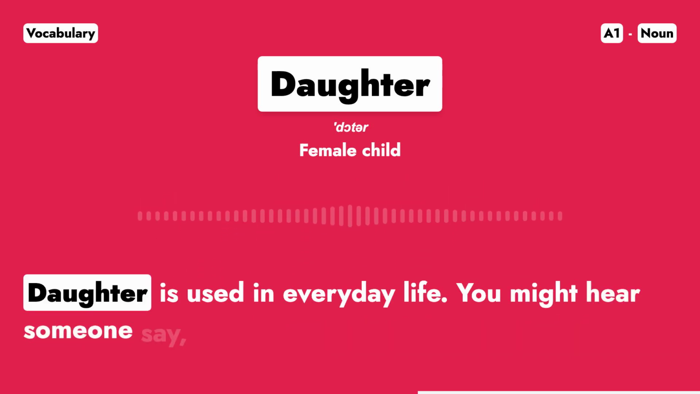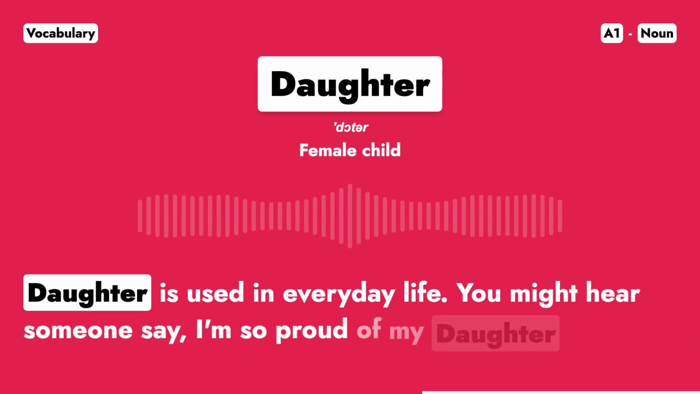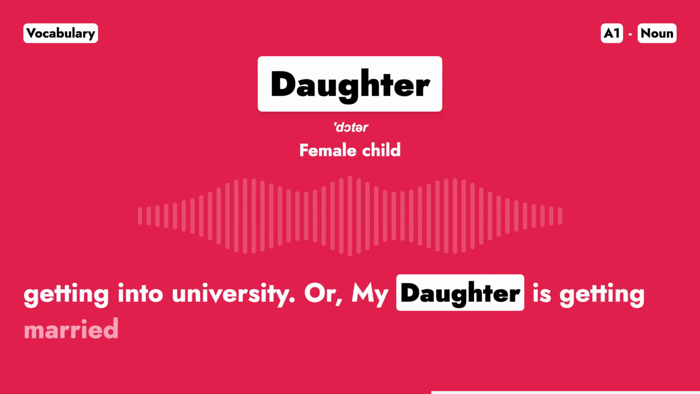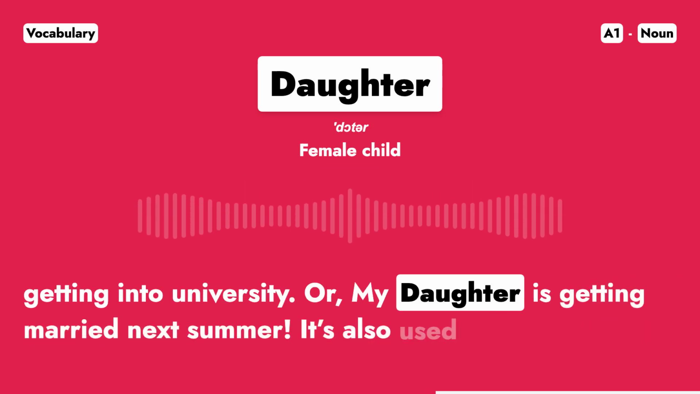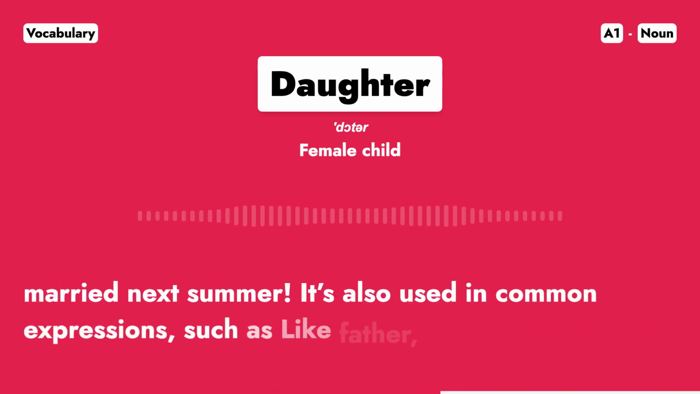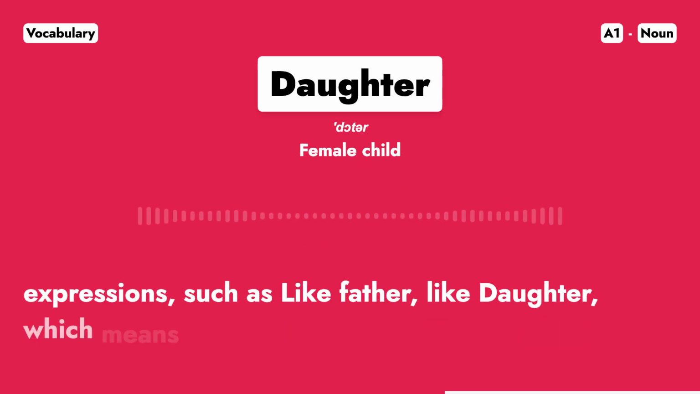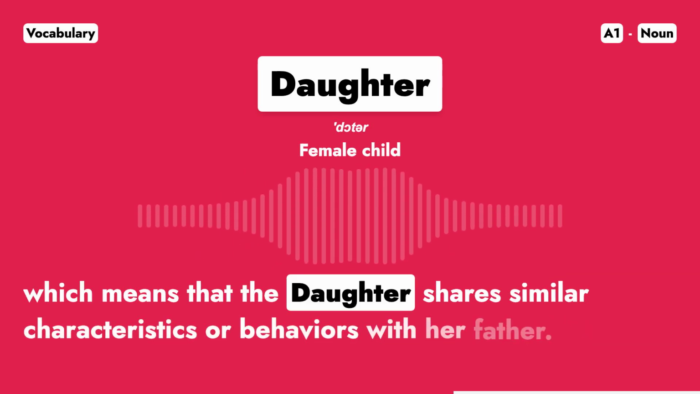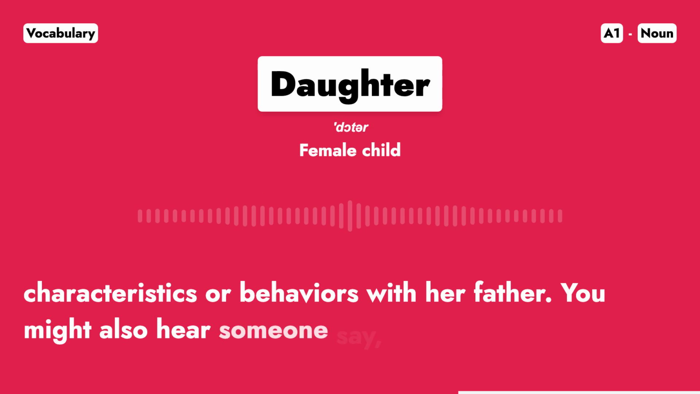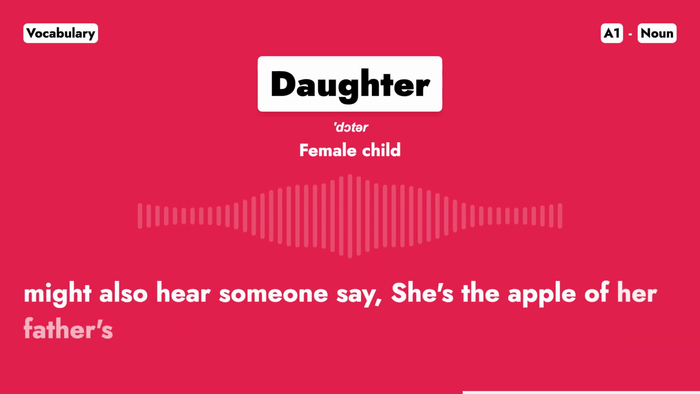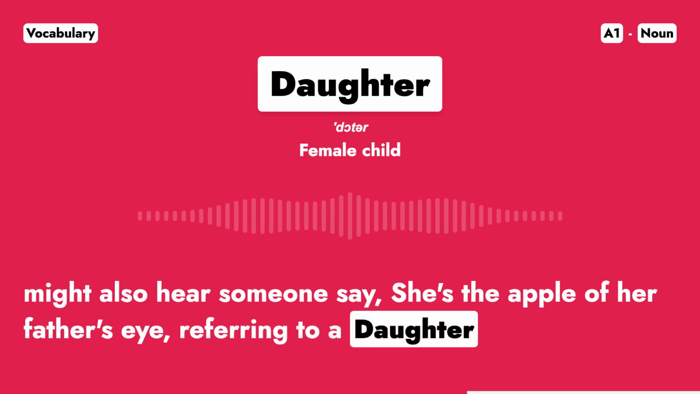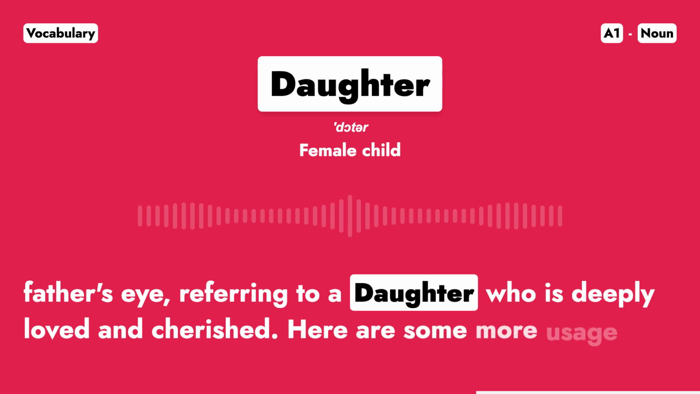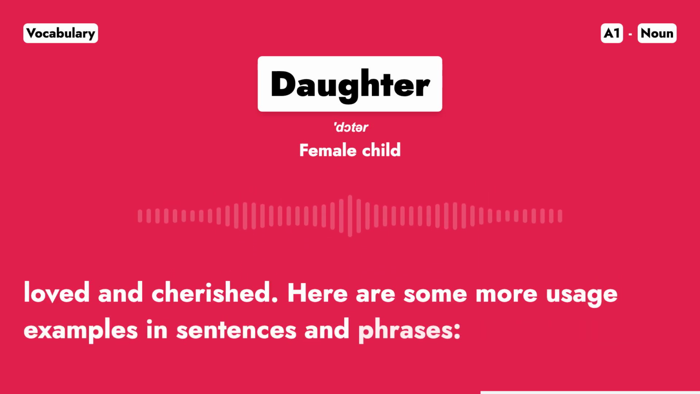You might hear someone say, I'm so proud of my daughter for getting into university. Or, my daughter is getting married next summer. It's also used in common expressions, such as like father, like daughter, which means that the daughter shares similar characteristics or behaviors with her father. You might also hear someone say, she's the apple of her father's eye, referring to a daughter who is deeply loved and cherished.